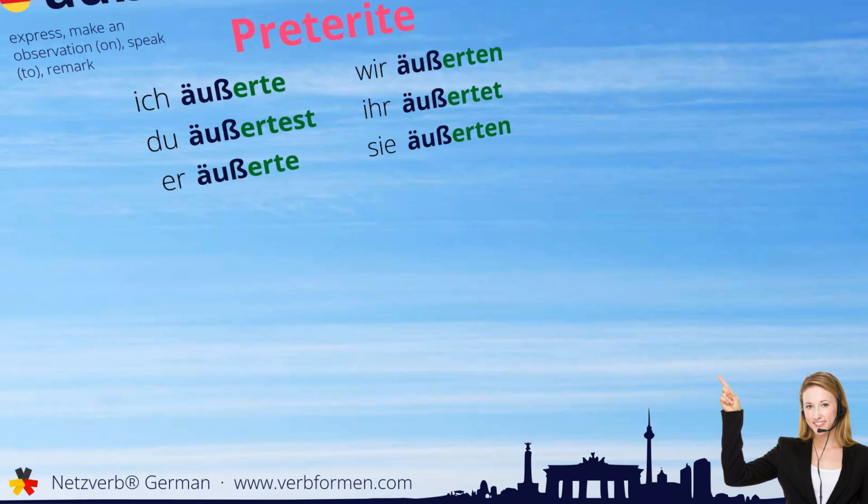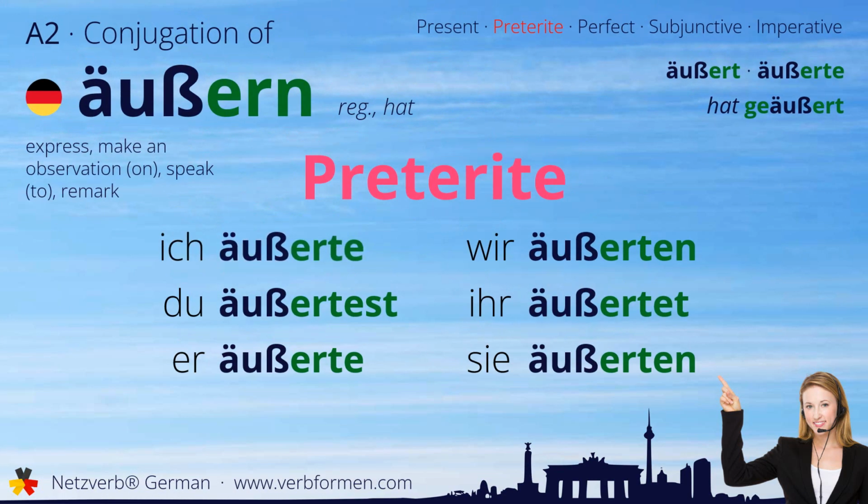Next up is the preterite. Ich äußerte. Du äußertest. Äußerte. Wir äußerten. Ihr äußertet. Sie äußerten.